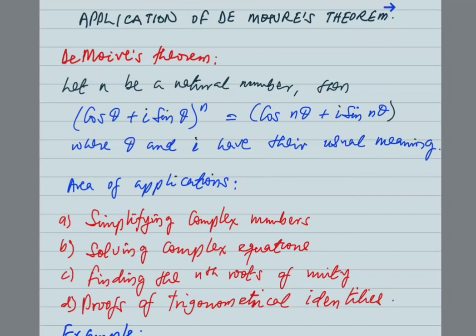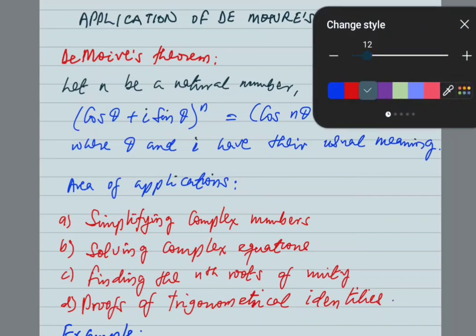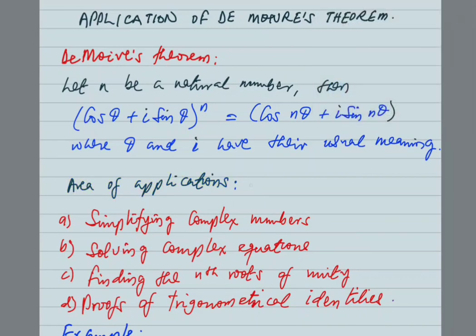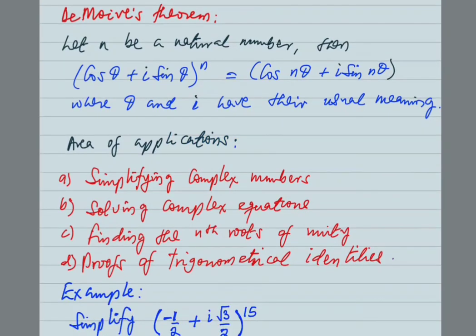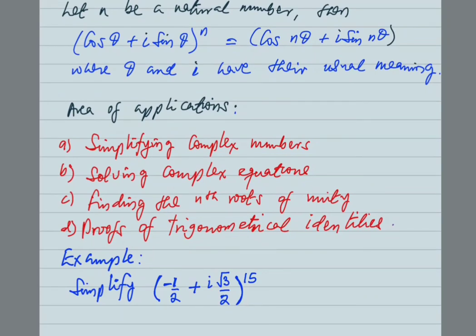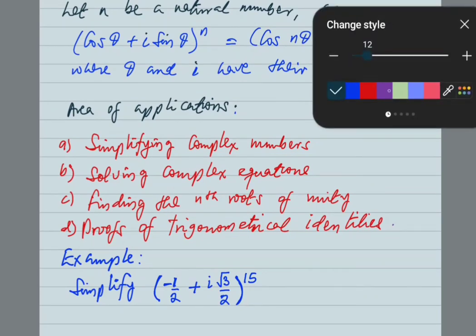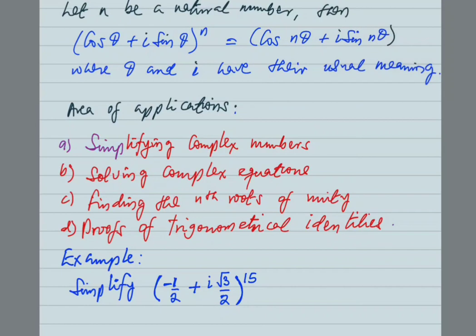So there are so many applications of DeMoivre's theorem in complex numbers, but I've listed 4 here. The first one is simplifying complex numbers. The second one, solving complex equations. The third one, finding the roots of unity. And the fourth one, proofs of trigonometrical identities.